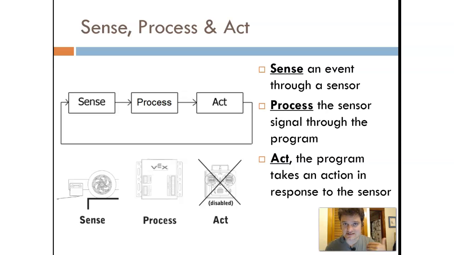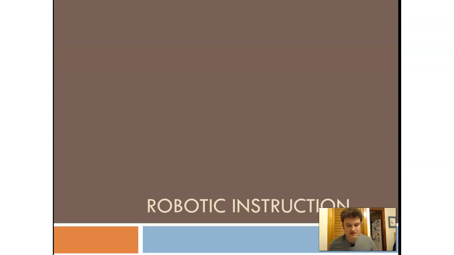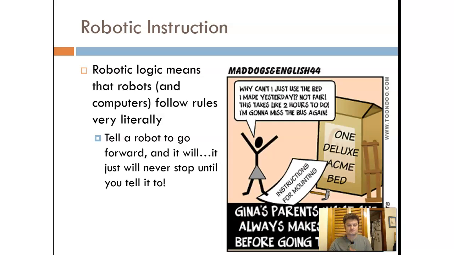Like right now, you're listening and you're watching this, you're processing in your brain, and you're acting on it by either asking questions or answering just the Edpuzzle itself. All right, same way kind of a robot goes through as well. Now, in robotic instruction, we're going to be dealing a lot with robotic logic. This means that computers and robots follow those rules very literally. Tell a robot to go forward, and it will. It just will never stop until you tell it to.